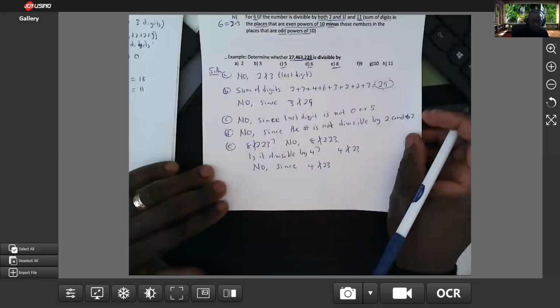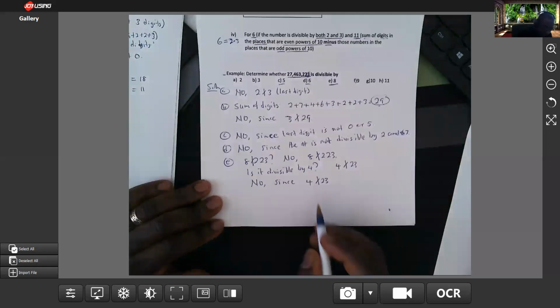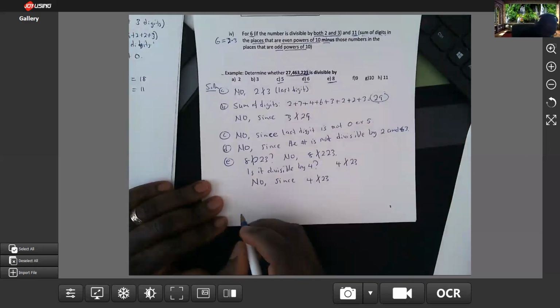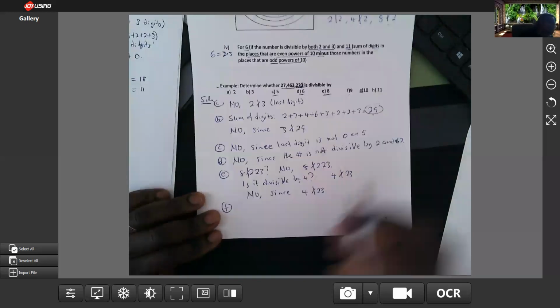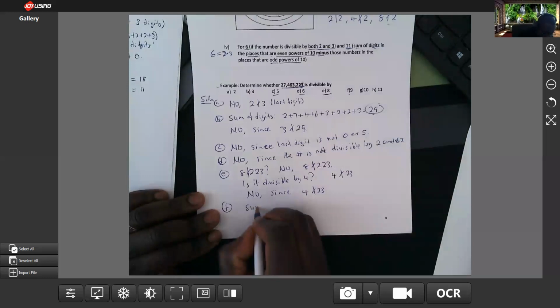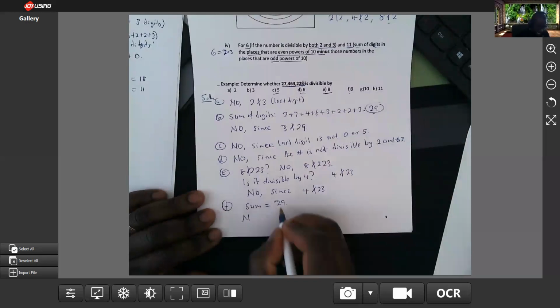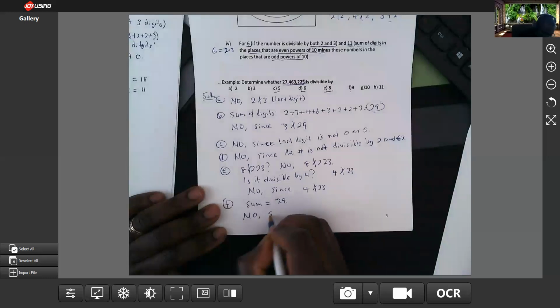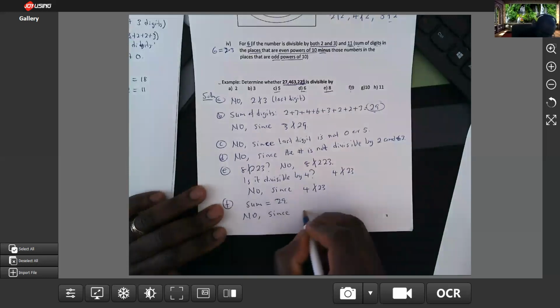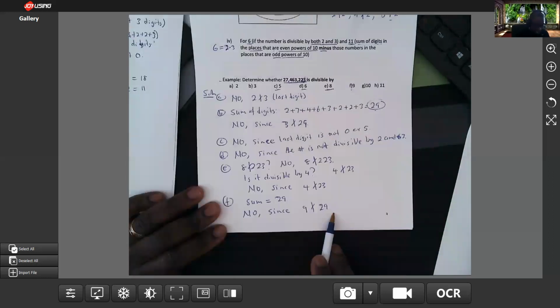Now let's look at F. Is it divisible by 9? All right. The sum of the digits, remember, is 29. So, of course, 9 doesn't divide 29. So the answer is no, with the same reason, since 9 doesn't divide 29, which is similar to part B, which is for 3.